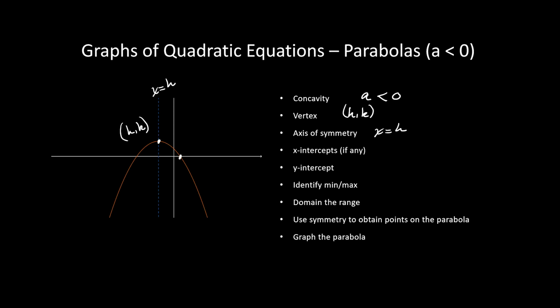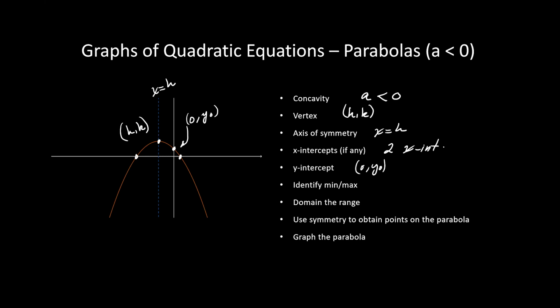X-intercepts, here we have two of them. Okay, two x-intercepts. The y-intercept, we always have a y-intercept. 0, y, 0. That's the y-intercept.